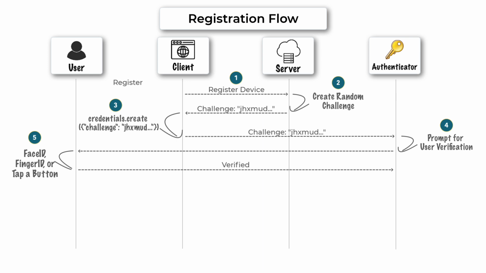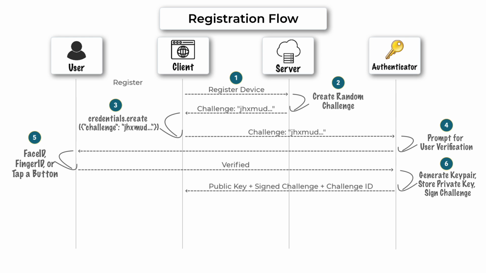Once you verify yourself, the authenticator generates a key pair. It keeps the private key secure on the device, then it sends back the public key, the signed challenge, and the challenge ID. All of that gets handed to the client, and the client forwards it to the server. Finally, the server checks: does the signature match the challenge and the public key? If the answer is yes, then your device is now registered, and the server stores the public key so it can recognize you next time you try to log in.